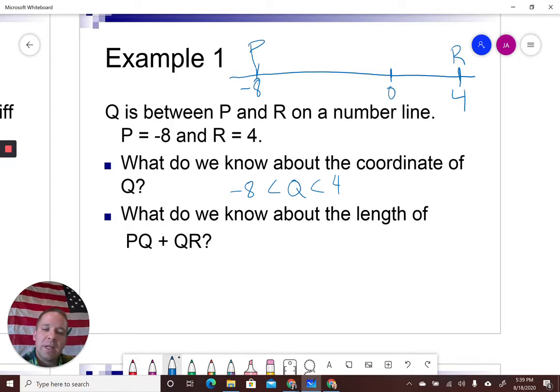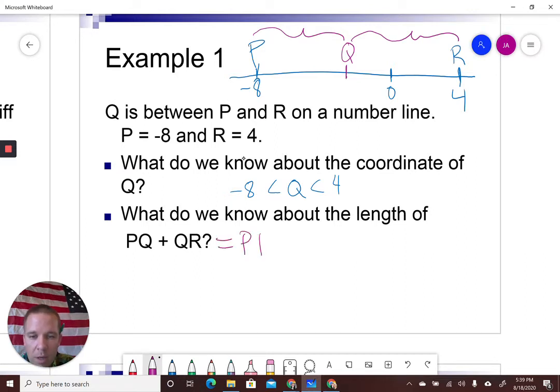All right, what do we know about the length of PQ plus QR? Well, let's just say for fun, I'm going to throw Q somewhere. Let's say Q is right here. I don't know what number that's at. But in any event, I know that the length PQ plus the length QR will add up to the full PR, or we could say a length of 12. From 0 to -8 is 8, a distance of 8. Even though it's going in the negative direction, it's still a positive distance. If I walk backwards, I'm still moving a positive distance, right? With a dope moonwalk. So 8 plus 4 gives me that 12.